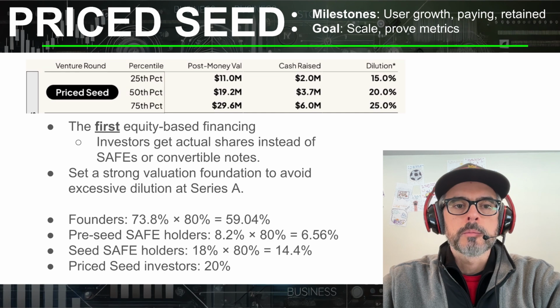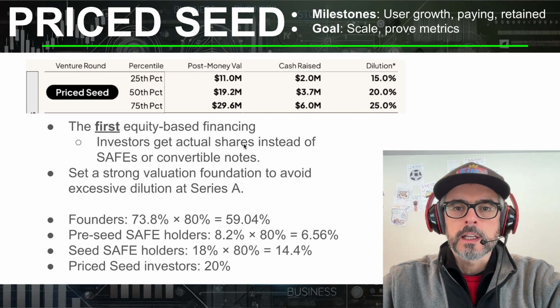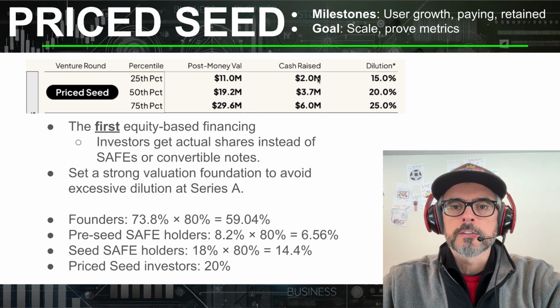You want to do this type of round because you want to get a strong valuation foundation before you get excessive dilution at Series A, because those investors, without the priced seed, will not know how much the company is valued at. Here you can see that on the 50th percentile, companies were able to raise about $4 million for a 20% dilution, bringing the total post-money valuation of those startups to $19 million. On the lower end, on the 25th percentile, companies raised about $2 million for a 15% dilution. And on the 75th percentile, companies raised about $6 million for a 25% dilution.